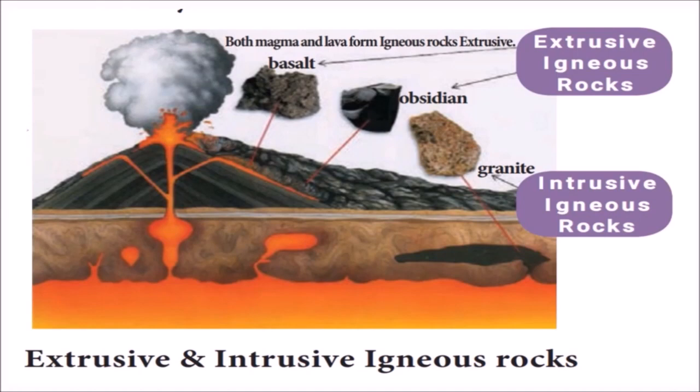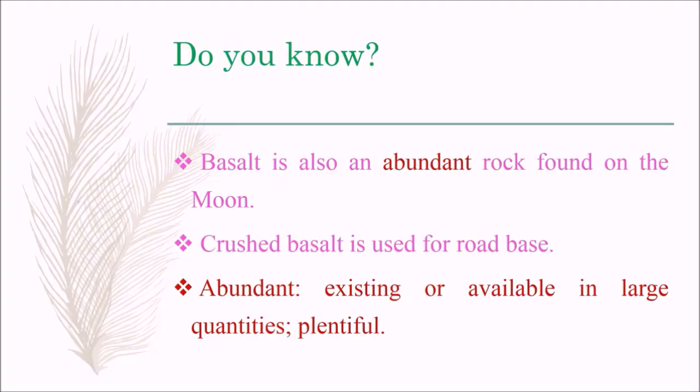So in this picture we can see extrusive and intrusive igneous rocks. Intrusive igneous rocks like granite, extrusive igneous rocks like basalt, obsidian. Both magma and lava form igneous rocks. Extrusive. Students, do you know basalt is also an abundant rock found on the moon?